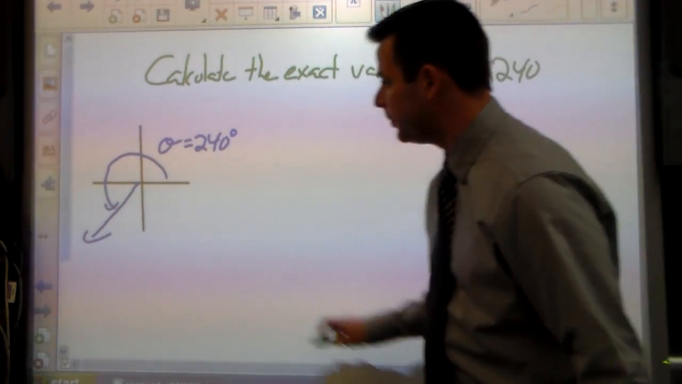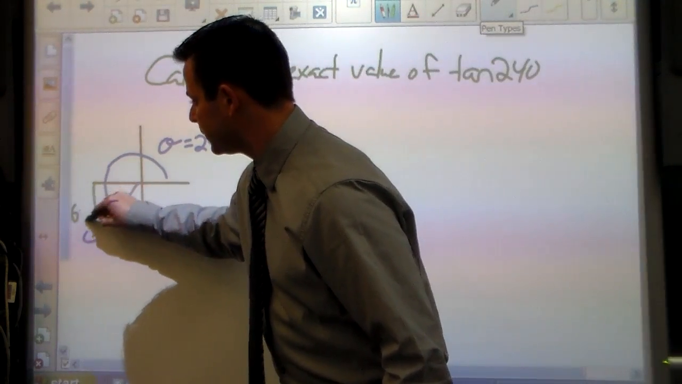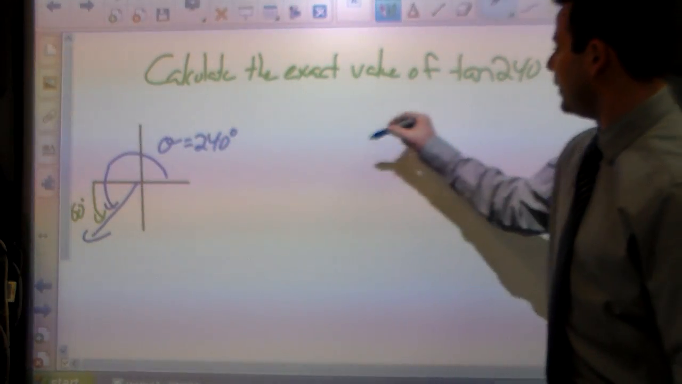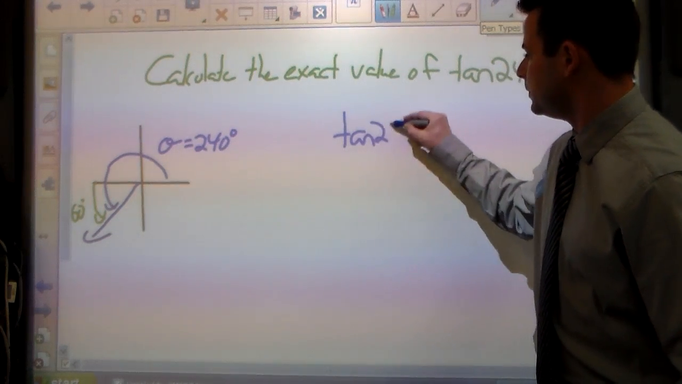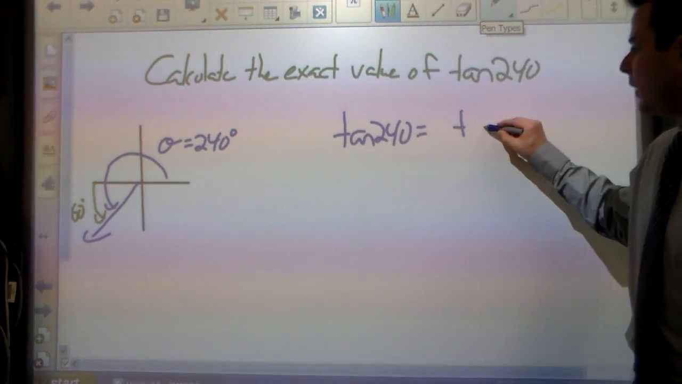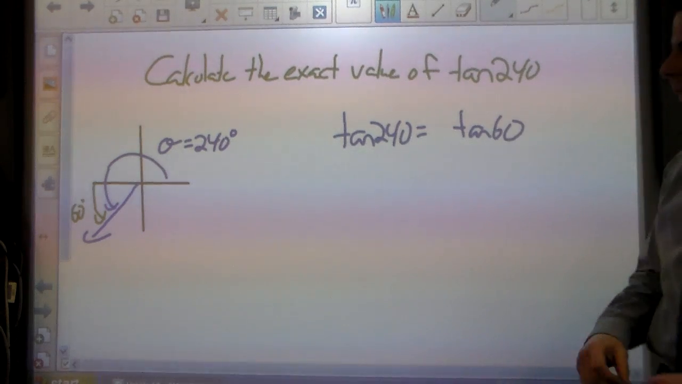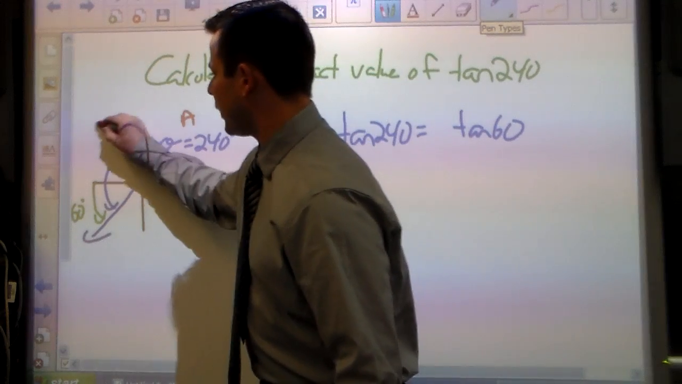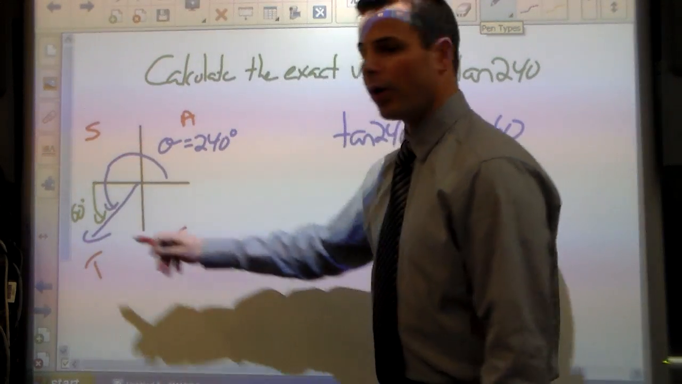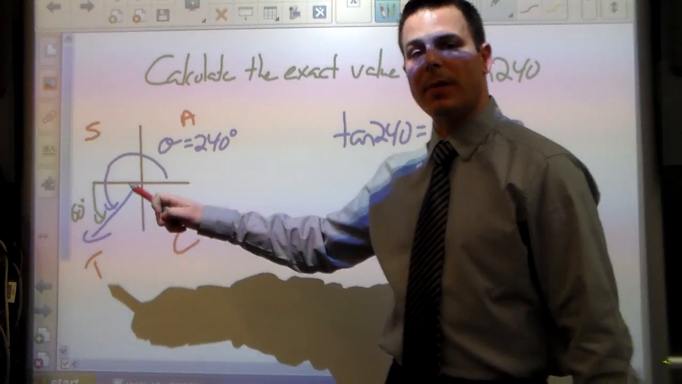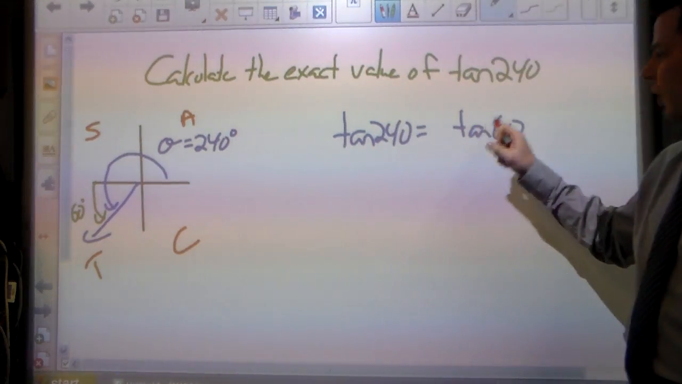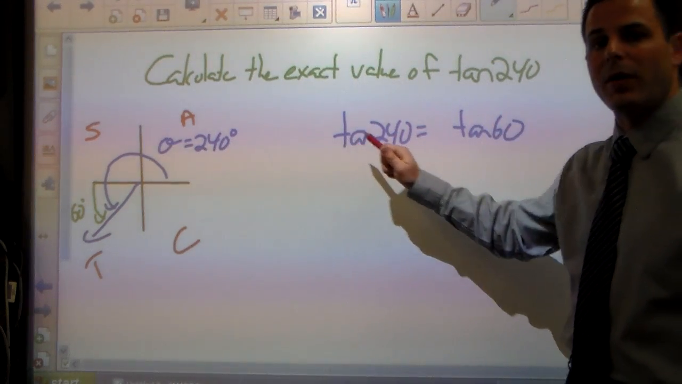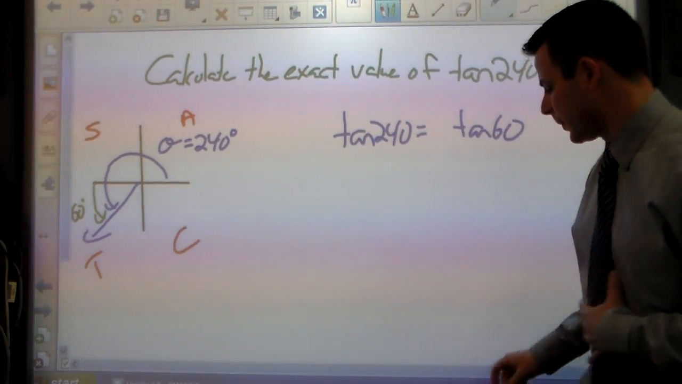So our reference angle is 60 degrees, which tells me that the tangent of 240 is the same thing as the tangent of 60. And now I'll see if I have to make it positive or negative. We know that all students take class. We're in the third quadrant. Tangent yields a positive value in the third quadrant. Therefore, I do not have to make this negative because tangent is positive in the third quadrant. So I don't have to manipulate the sign.